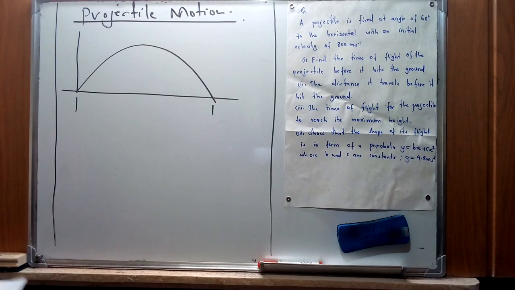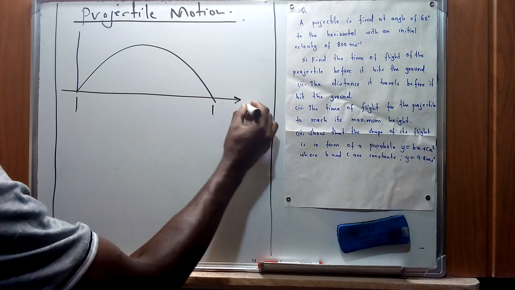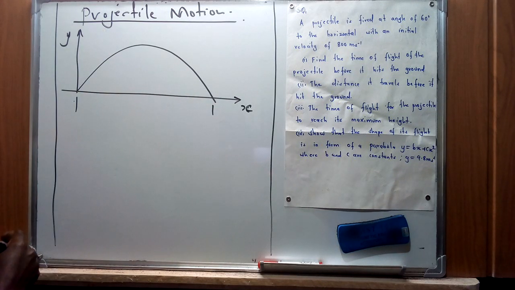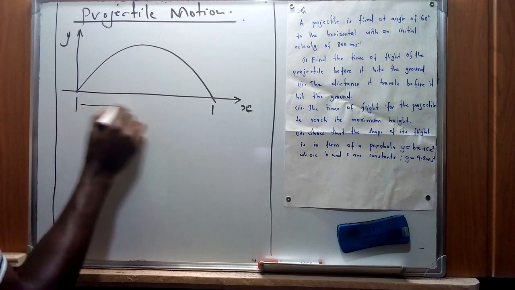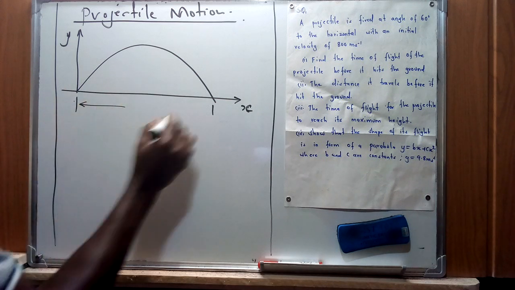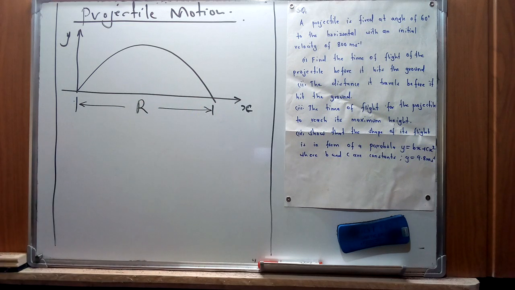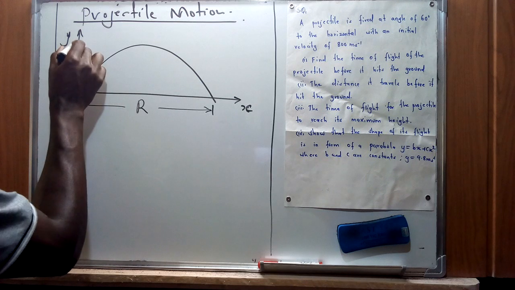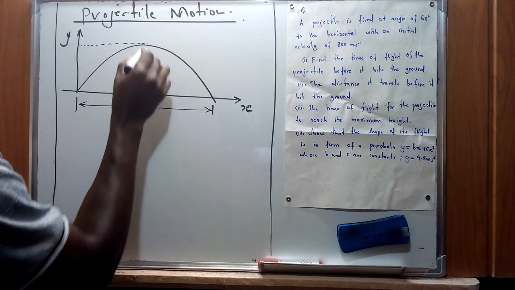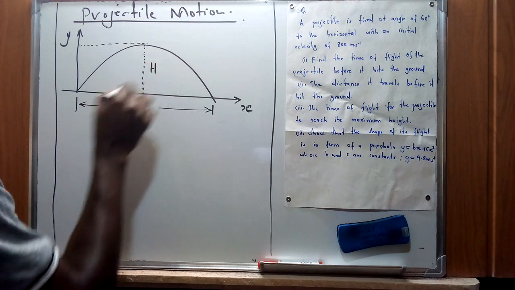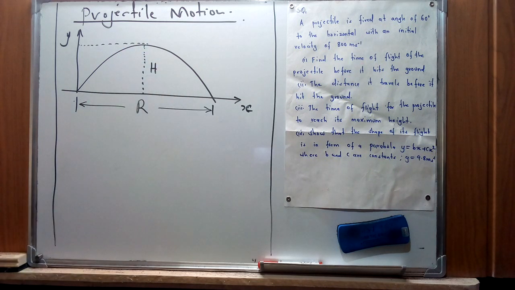So our illustration is going to have this motion in the x and y directions illustrated as such. In trying to describe this motion, there's a distance that is covered from the point of origin to this one that we're going to denote using the letter R, and we're going to give the meaning for that. Now, you can see at this specific point there's a maximum point that has been reached. So we're going to give this one as H, the maximum height reached by that specific projectile.